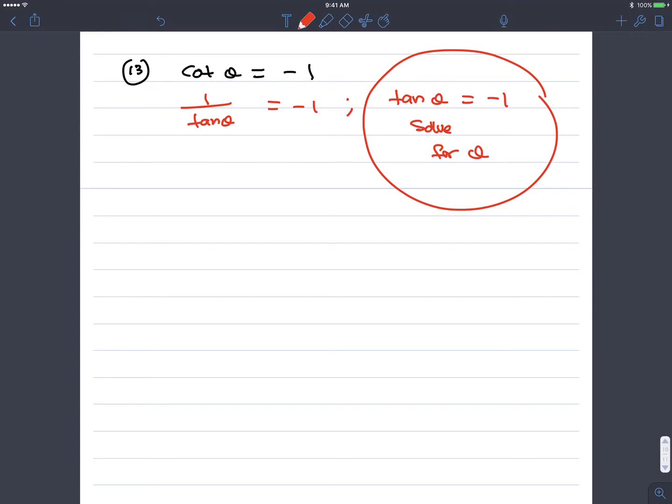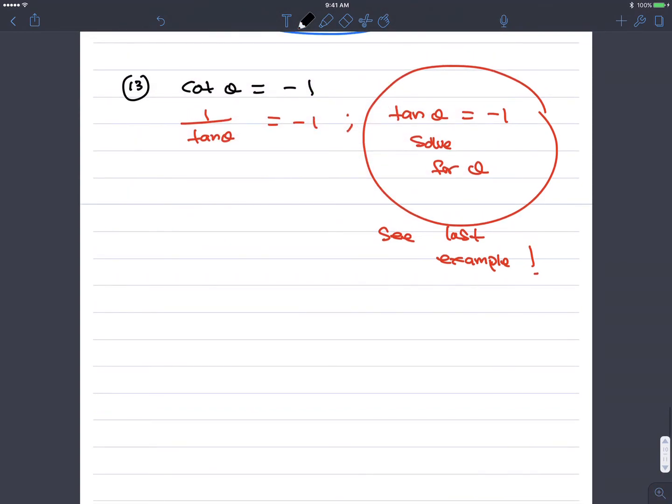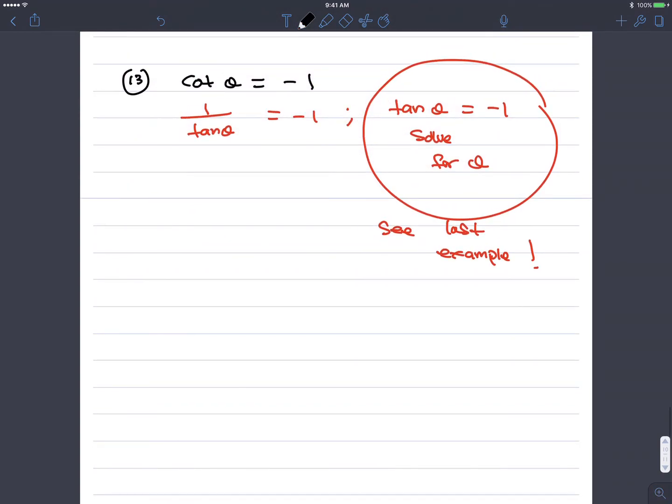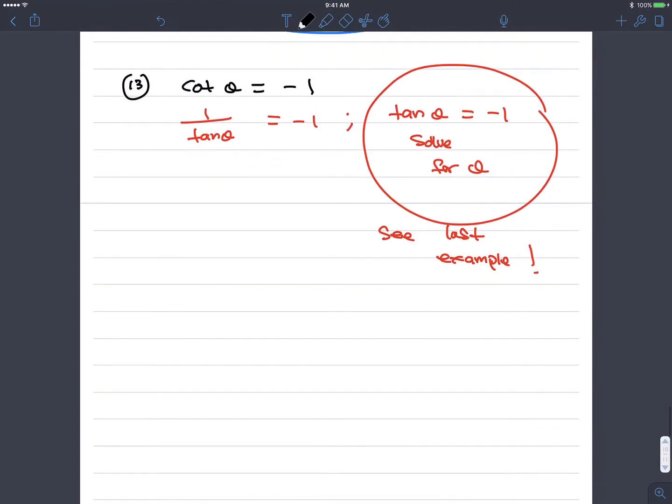And then I'll say, see last example. Yeah, good. Because you solved that one. You guys okay with that? So, knowing how to do the tangent helps you find cotangent. So that's kind of what I wanted to point out to you as a note. So if you wanted to call that 13, I guess you could, or just call it a note, doesn't matter. You guys okay with this idea before we move on?